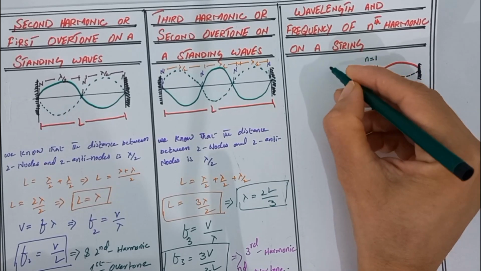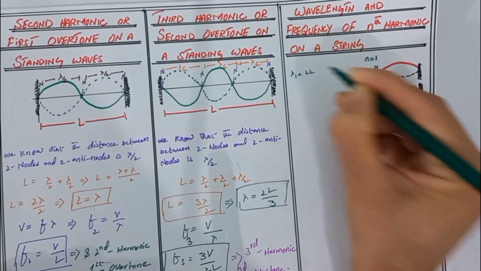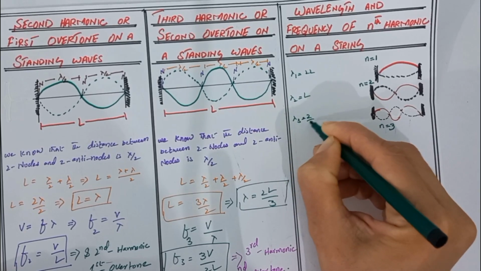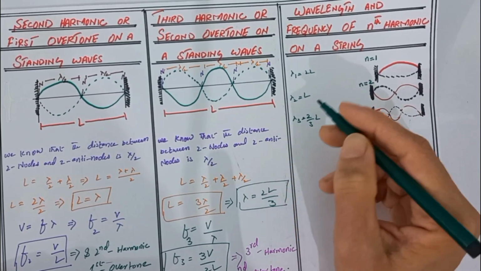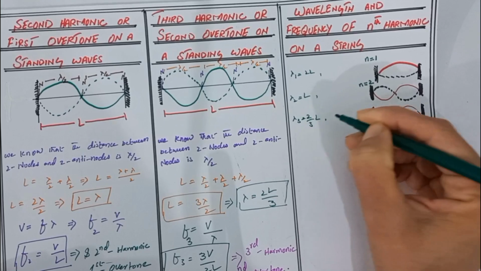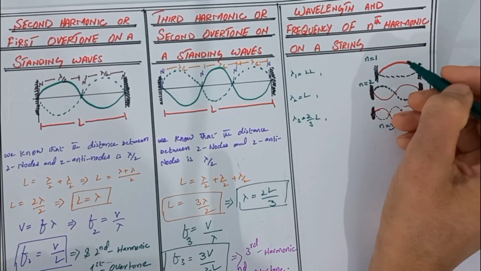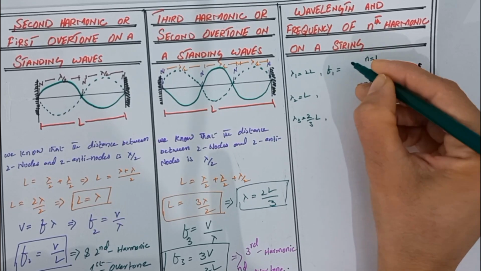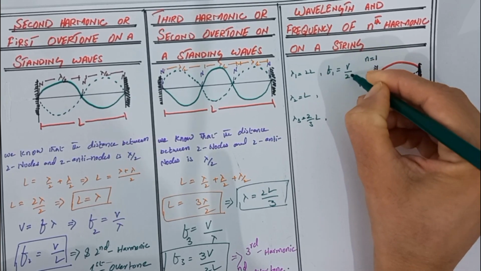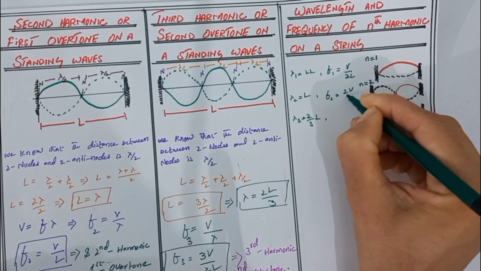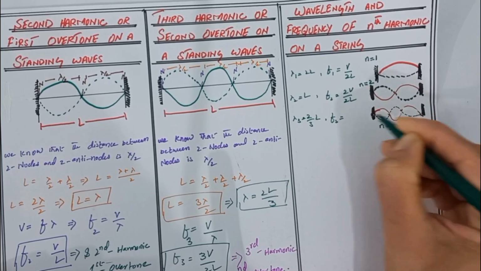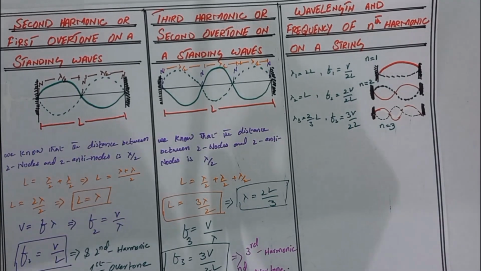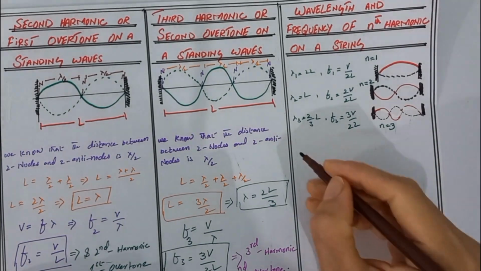For n is equal to 1, the value of lambda 1 is equal to 2L, lambda 2 is equal to L, and lambda 3 is equal to 2 by 3 L. We discussed it in detail in the previous lecture. Now we discuss the frequency that we calculate for each loop. The frequency f1 is equal to v over 2L, f2 is equal to 2v over 2L, and f3, for n is equal to 3 loops, is 3v over 2L.